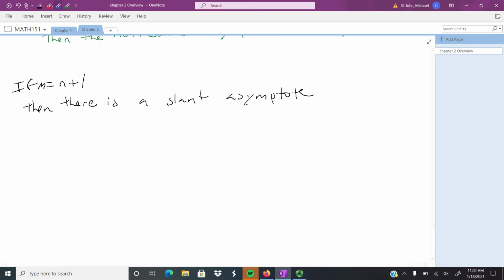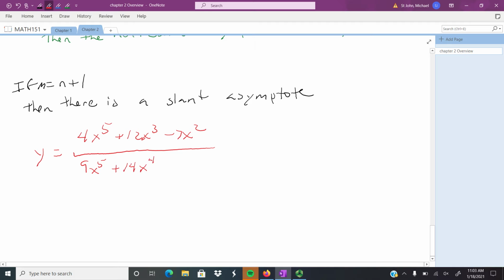So let's say we had this. y equals 4x to the 5th, 12x cubed minus 7x squared over 9x to the 5th, 14x to the 4th, plus 8x cubed. Well, again, we want the end behavior, so we want to know what happens as x goes to infinity. We said m and n are equal to each other, and so the limit here is going to be given by 4 over 9. Because when we go to infinity, those other terms don't matter.